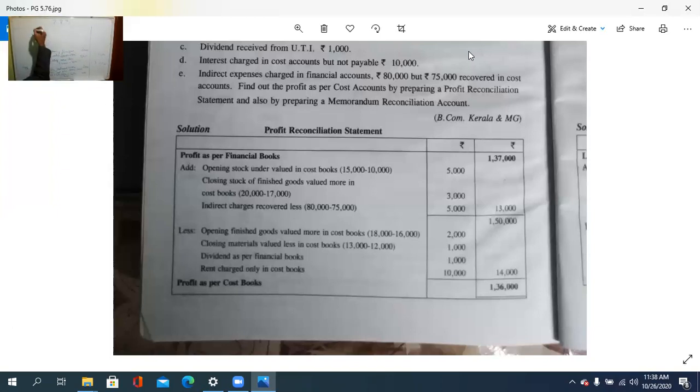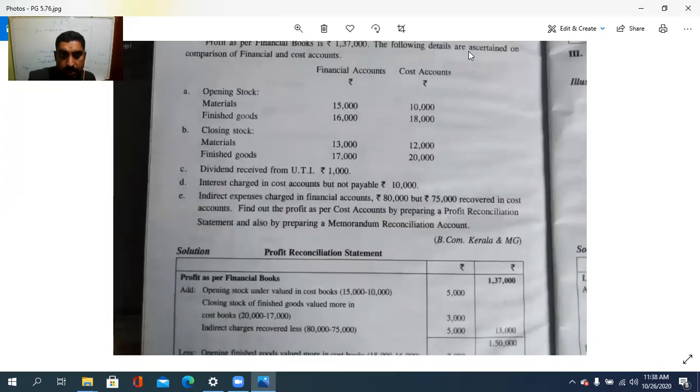So then dividend as per cost books. How much is it? Dividend 1,000. Dividend as per financial books. Sorry, not cost books, financial is the dividend. Then what is said about rent?